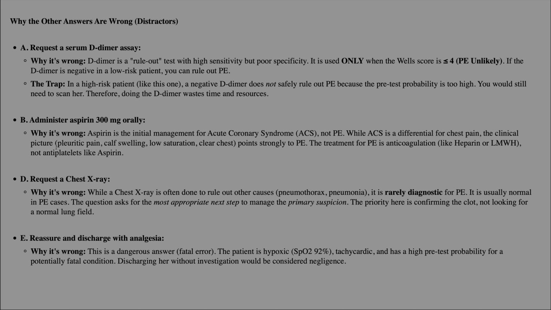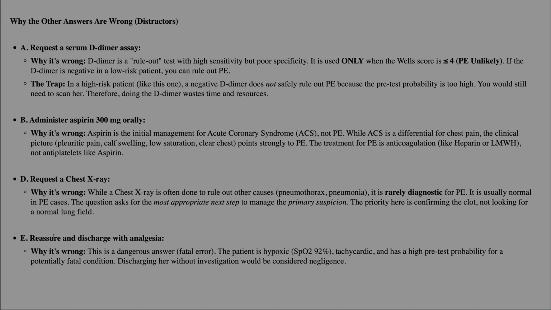Option B, aspirin. Aspirin is for acute coronary syndrome or heart attacks, as we call it, and not pulmonary embolism. The pathology here is a venous clot, which needs anticoagulants like heparin and not antiplatelets like aspirin. Option D, chest X-ray. A chest X-ray cannot confirm pulmonary embolism. It is useful for ruling out pneumonia or pneumothorax, but it is not the definitive next step for the pulmonary embolism diagnosis.